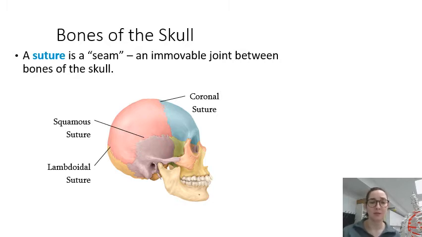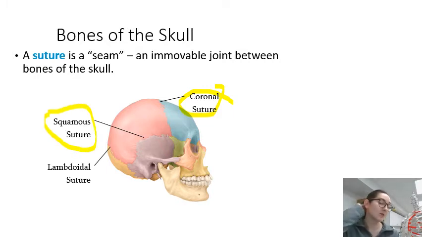So the first one here, the coronal suture. So that's a coronal suture that sutures this frontal bone to the parietal bones behind it. So it's kind of in the coronal plane, so that one should be kind of easy to remember. We also have a squamous suture here. So the squamous suture is the one that's kind of suturing your temporal bone to your parietal bone on the side of your head. And then a lambdoidal suture, and that one is going to be in the back. So that one is fusing your occipital bone to your parietal bones in the back of your head.